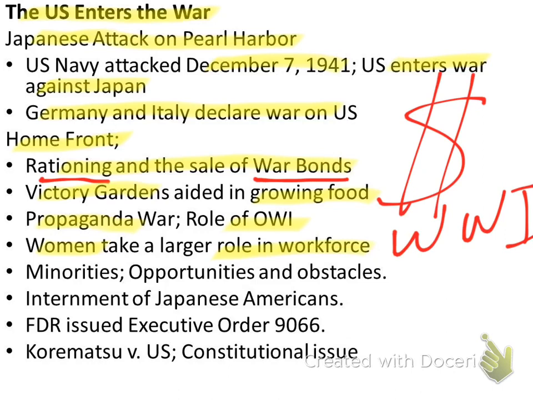Okay, Rosie the Riveter is born. We've seen the image of her. There's an image of her in, I believe, both books. And so women's role in the workforce grew. In addition to the workforce, women also played a much larger role in the military than they have ever done before.